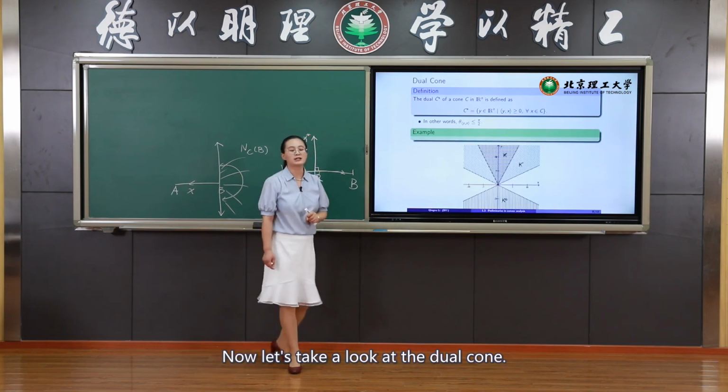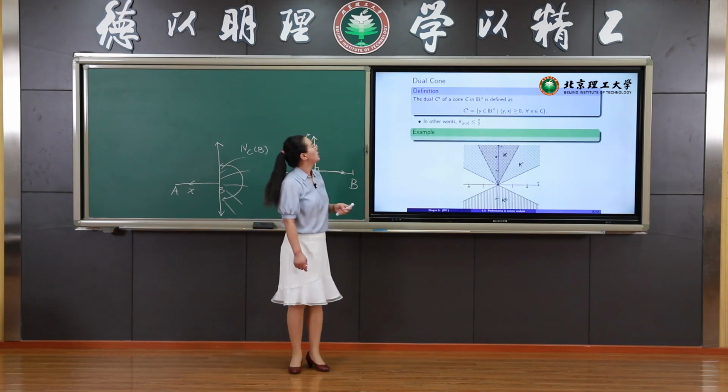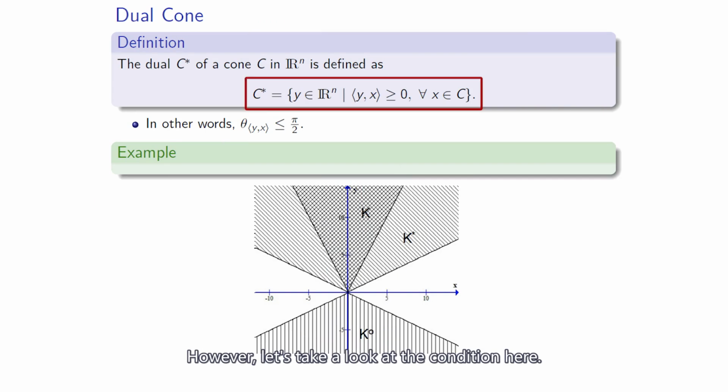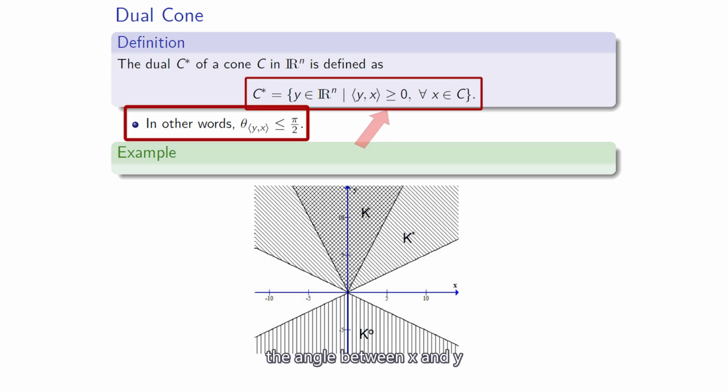Now let's take a look at the dual cone. The dual cone is defined similarly to the polar cone. However, let's take a look at the condition here. The inequality is changed from smaller than or equal to, to greater than or equal to. So in other words, the angle between x and y is smaller than or equal to half pi. So it's kind of a swap.